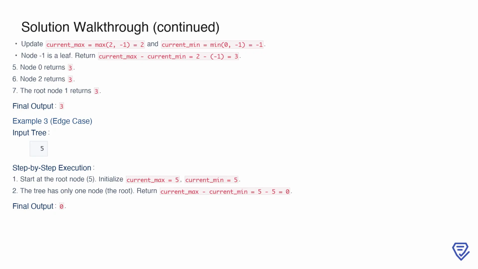In the edge case of a tree with only one node, such as a tree where the root is 5, there are no ancestor relationships to compare. Therefore, the maximum difference is simply 0, as both the maximum and minimum values are equal to the single node's value. This completes our walkthrough of the solution, demonstrating how to handle both standard and edge cases efficiently.